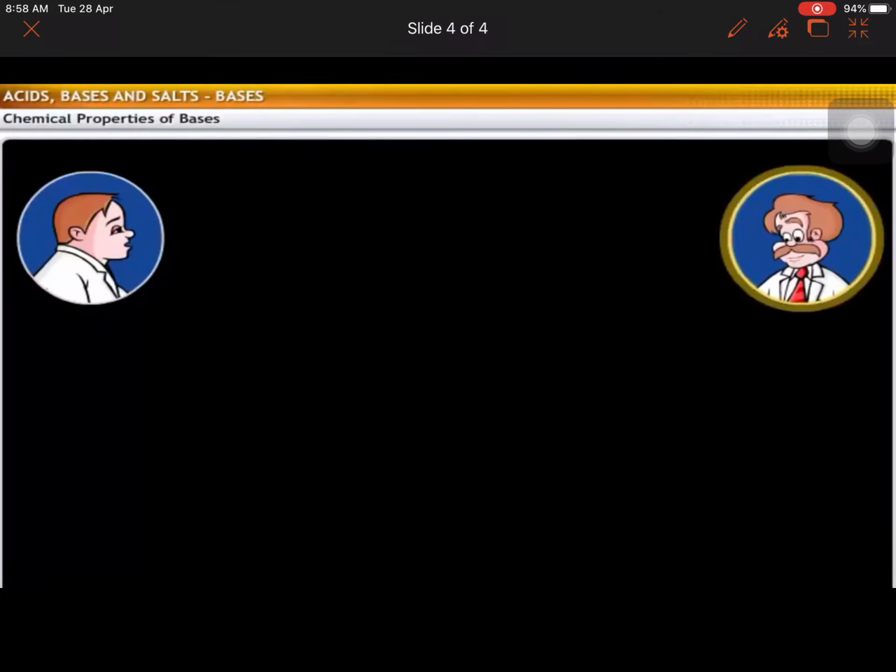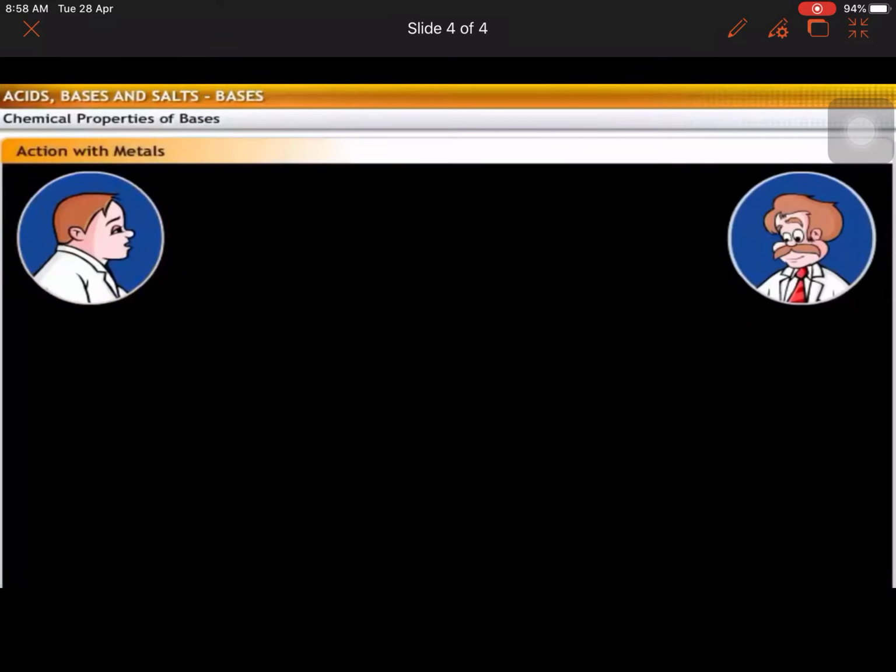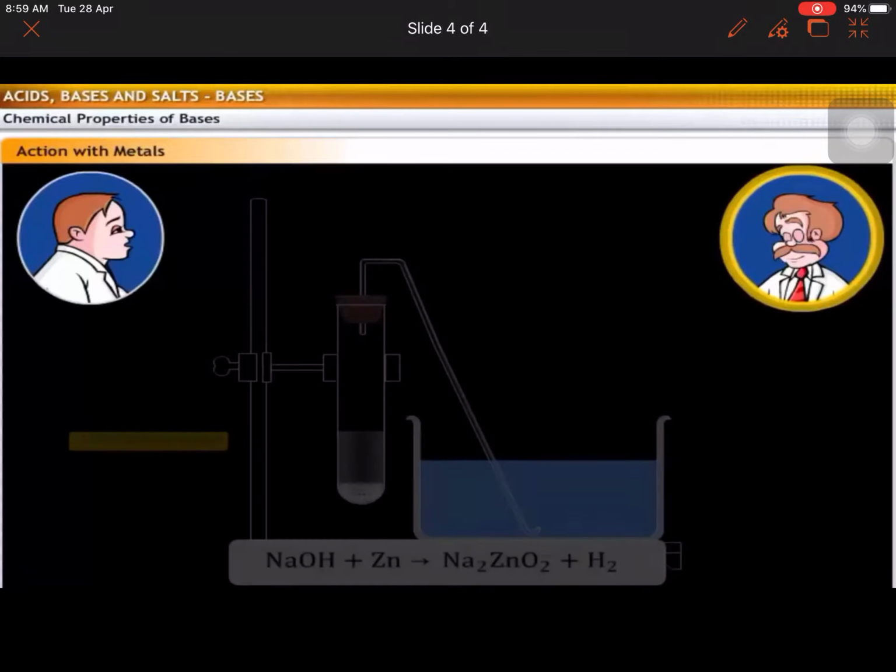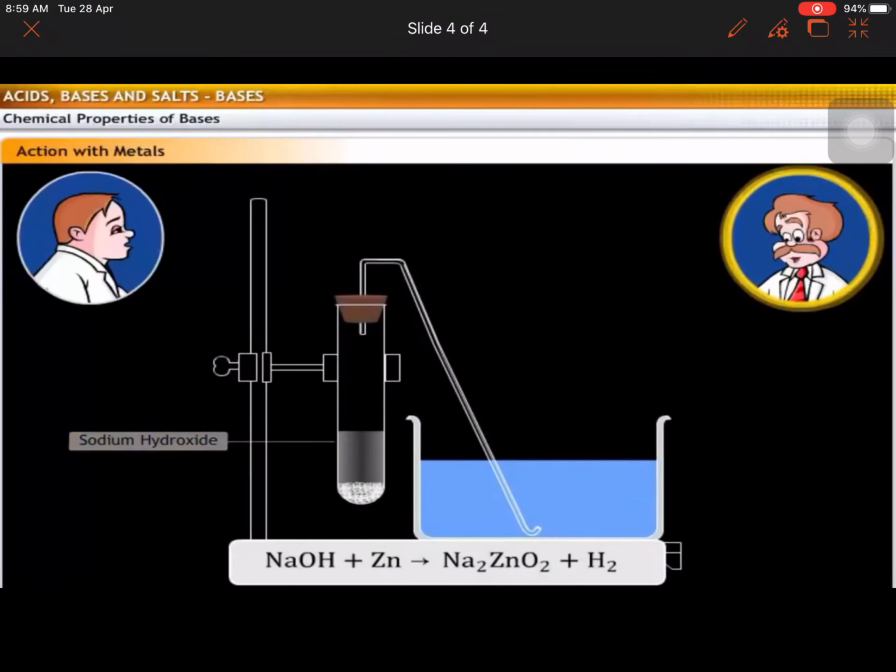Let's observe the chemical behavior of these bases. Bases react with some metals, like zinc, and liberate hydrogen. For example, when sodium hydroxide reacts with a metal like zinc, it liberates hydrogen gas along with the formation of sodium zincate.